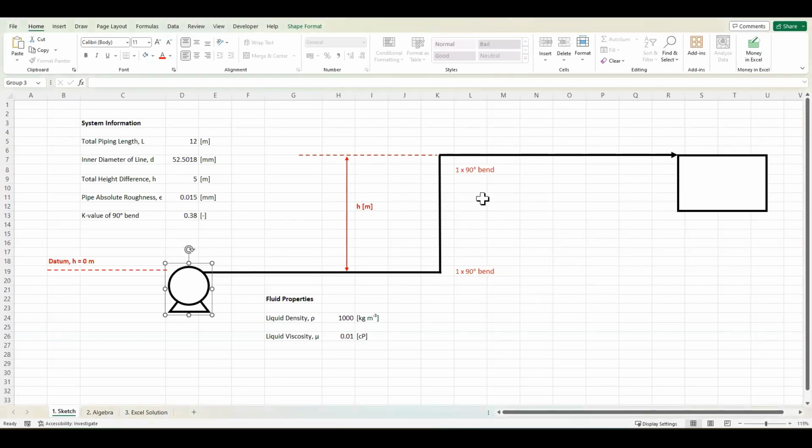So what we're going to do is use the Darcy-Weisbach equation and a Darcy friction factor approximation to calculate either the required discharge pressure at the discharge flange of this pump to get a given flow rate, or, if we've got a given flow rate, what the pressure drop is going to be along this line. More often than not, in my experience, you're interested in the discharge pressure required to achieve a given flow.